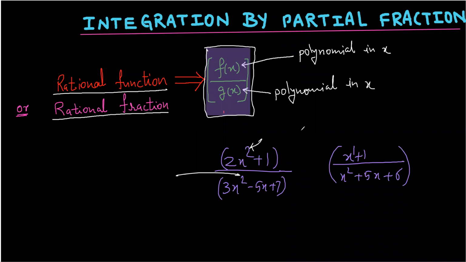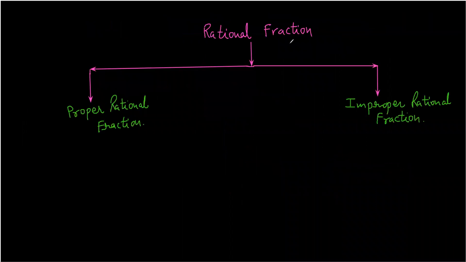Now let's move ahead. Now here we have rational fraction. So what was that rational fraction, my dear students? It was f of x upon g of x, where f of x and g of x both were polynomial in x. Now remember that rational fractions are of two types. So see, there are two branches from rational fraction. One is proper rational fraction and the other is improper rational fraction. So what is proper rational fraction and what is improper, that I will now teach you.